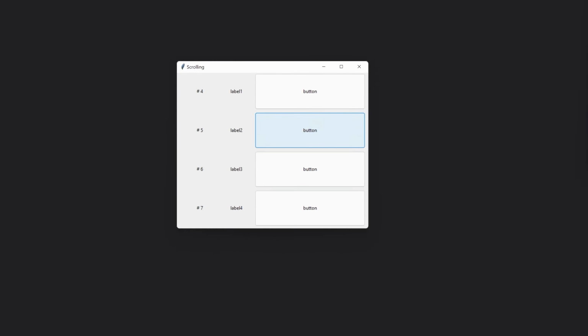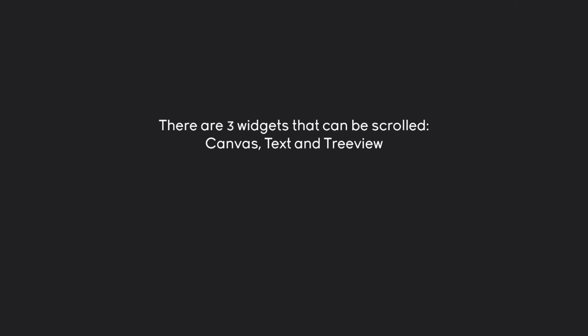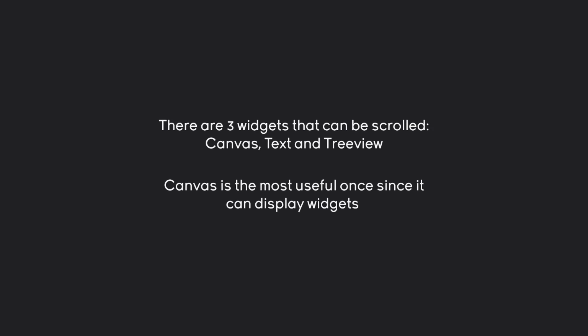where we can create a frame that is scrollable. Although for now, we're going to keep it simple, and let's start with some theory. In tkinter, there are 3 widgets that can be scrolled. We have canvas, text, and treeview. The canvas is the most useful one, since this one can display other widgets. We will cover that in the next part. But for now, let's get started with the basics.